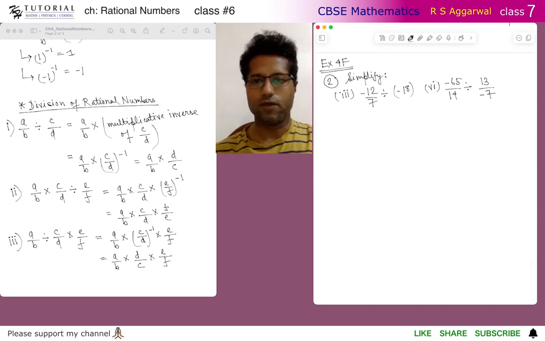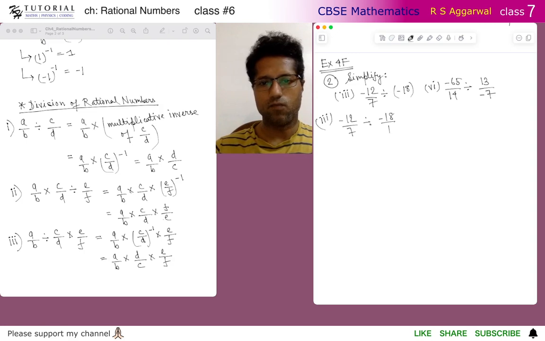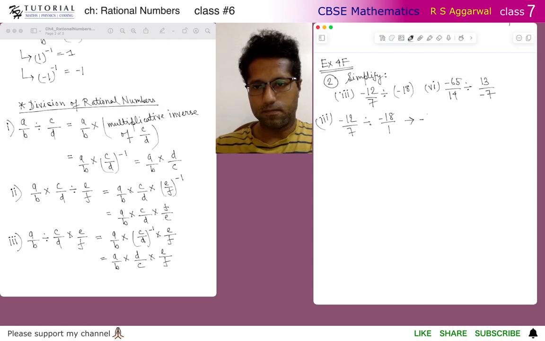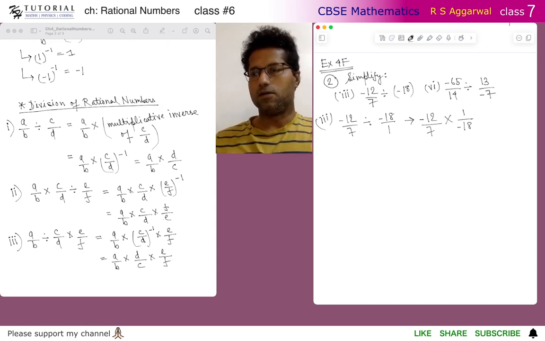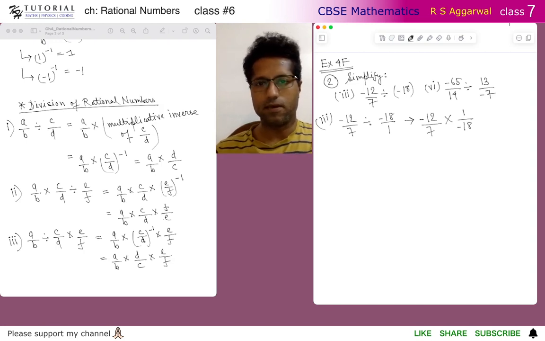This is from exercise 4F, question number 2. So let's do part 3. This says minus 12 by 7 divided by minus 18, which we can write as minus 18 by 1. So this is nothing but minus 12 by 7 multiplied by the multiplicative inverse of minus 18 by 1, which is 1 by minus 18, as we reverse the numerator and the denominator. The multiplicative inverse of a rational number A by B is B by A.